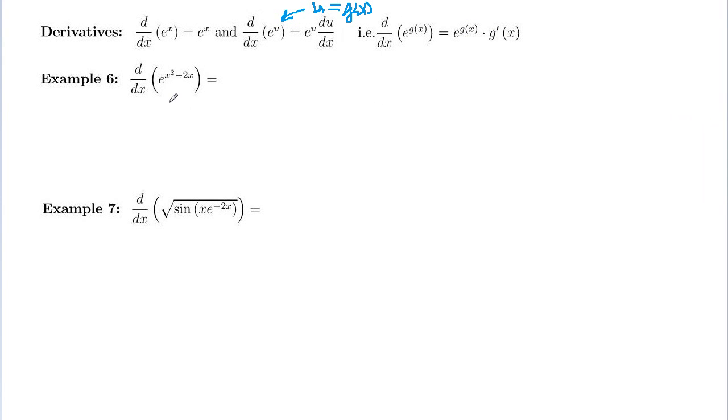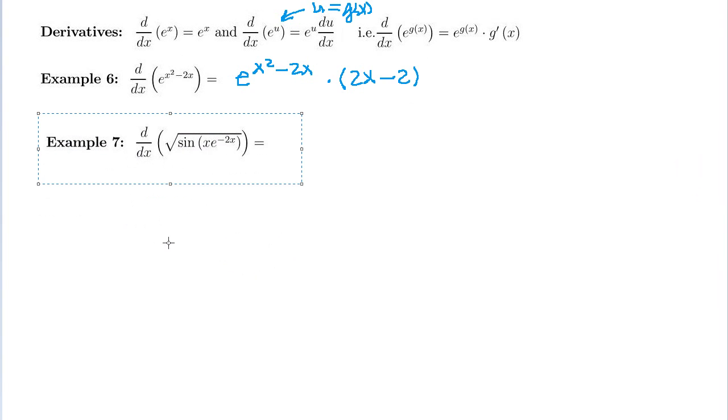So let's look at some examples here. We want the derivative with respect to x of e to the x squared minus 2x. Well, that's e to a function, so the first thing is to do e to that same function, x squared minus 2x, and then times the derivative of this inside function. So times the derivative of x squared is 2x, the derivative of negative 2x is minus 2. And there's that derivative.